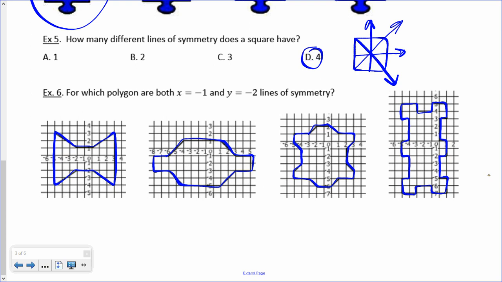No. So hold on. The question's asking which polygon has lines of symmetry here and here. So I have a vertical and a horizontal. You need to graph those lines in each of these pictures and see if they actually cut the shape in half. So for our first one, x equals -1 would be right here. Remember, x is a vertical. Does this vertical line, x equals -1, cut the bow tie in half? Vertically it does. Cuts it in half this way, right? But the question's asking it has to work for both. So if you graph y equals -2, which is right here, does the horizontal line go halfway through? No. So this is not it.